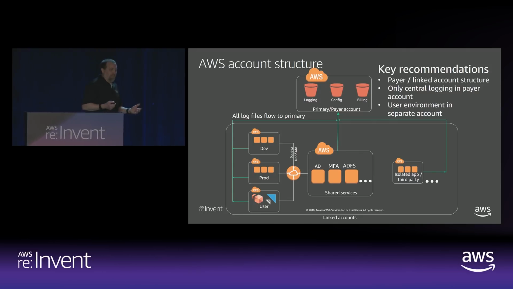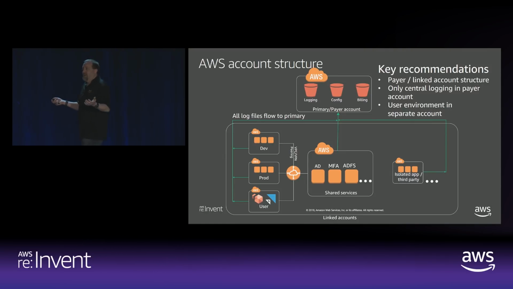So one of the first elements in your implementation is the account structure. Now, I probably will have some changes to this slide after we released the transit gateway and a couple of other features from this re:Invent, but I didn't know those were coming, so here's what we have. This is a solid architectural model for anything you're doing in AWS to break things into multiple accounts. We always recommend a multiple account structure, a payer and linked account, with central logging in that payer account.